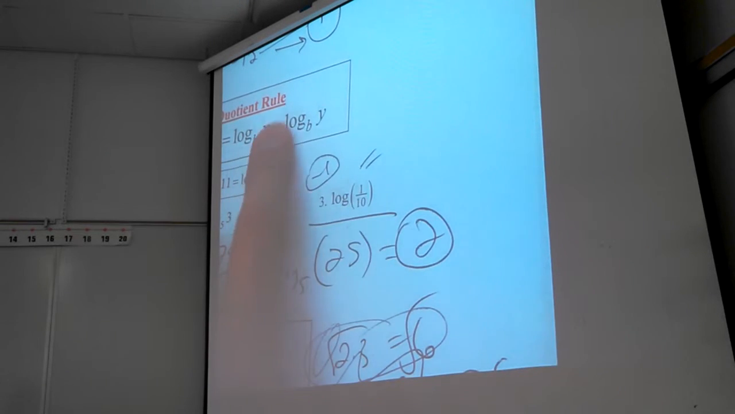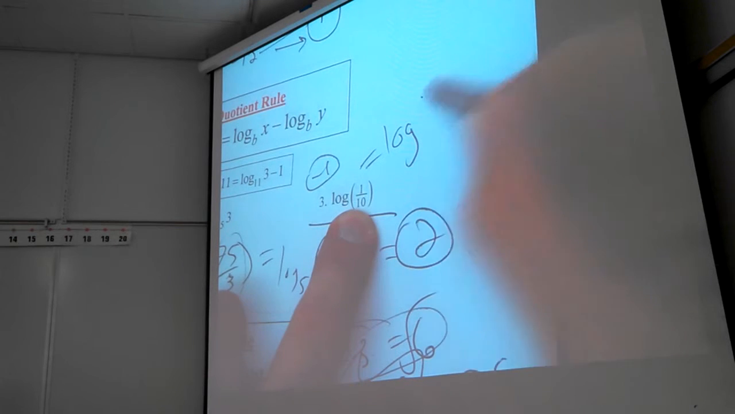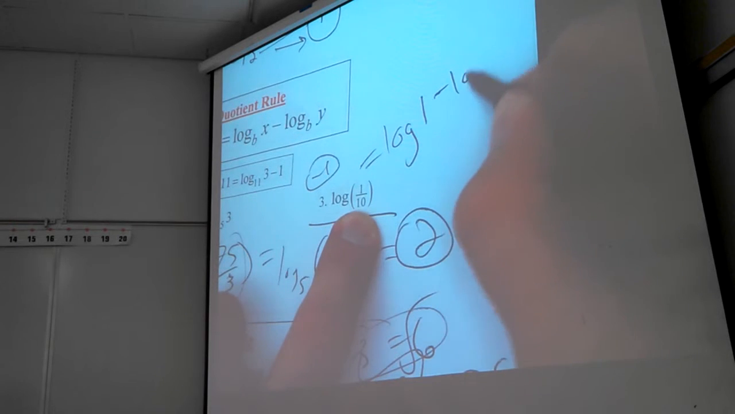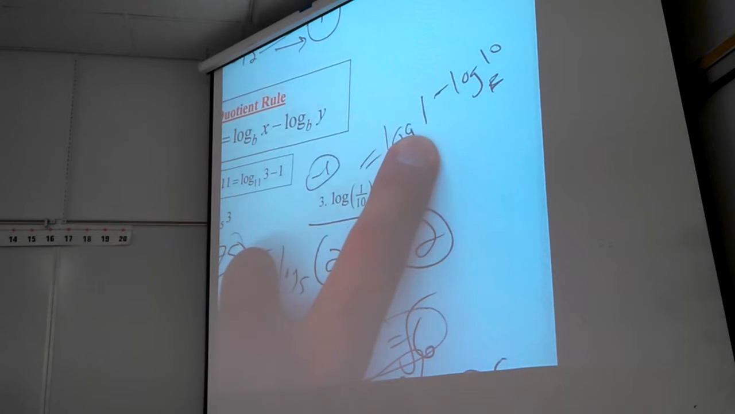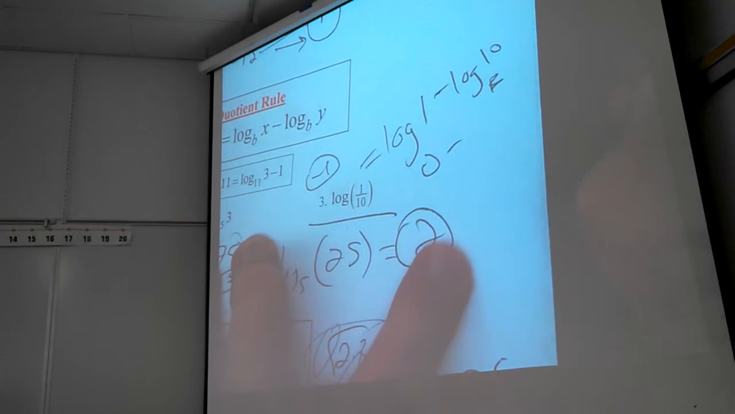Let's try to do it using this property. How would I rewrite this? Log base 10 of 1 minus log base 10 of 10. I want to write the base. The base is understood to be 10. What's log base 10 of 1? 0. What's log base 10 of 10? 1.